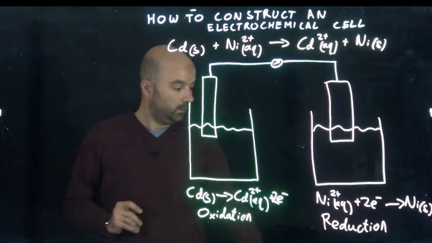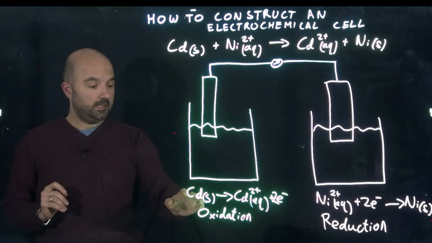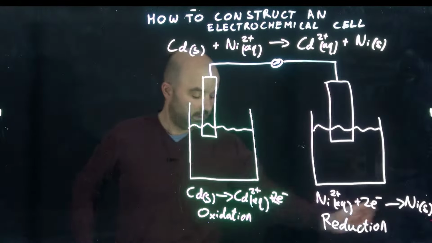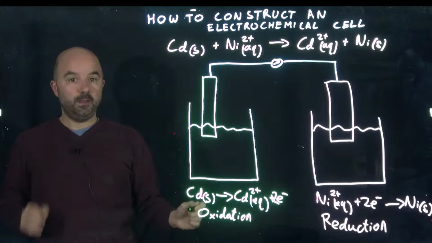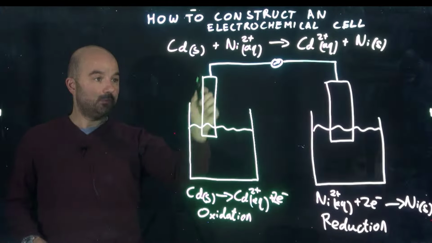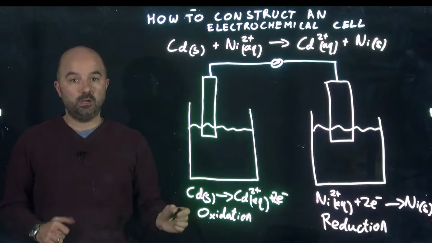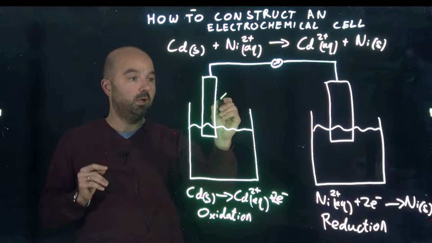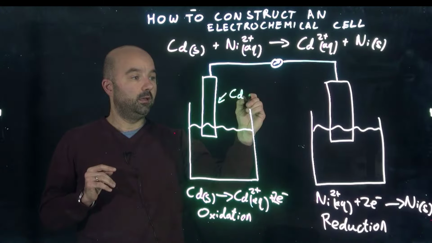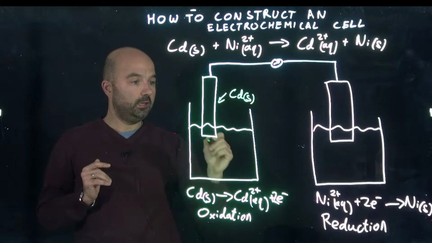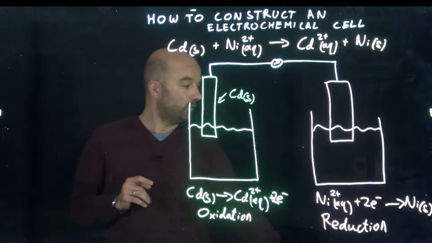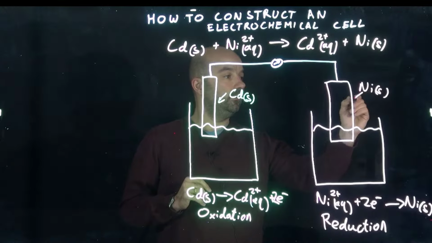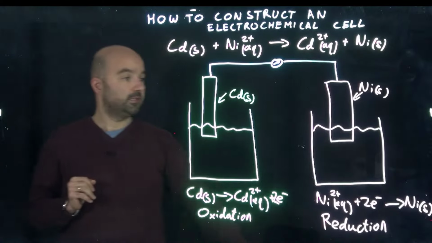All right. So now we've got cadmium solid going to cadmium ions in solution, and we've got nickel ions in solution going to nickel. So what should be quite obvious is that this big metal bar here could be our cadmium solid. Cadmium's a metal, so that would be a good electrode to use for this electrochemical cell. So let's assign this to be our cadmium solid. And therefore we've got nickel over here, so nickel solid can be the other electrode on this side.